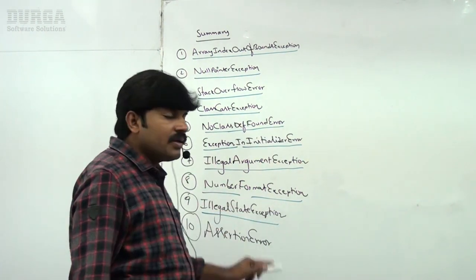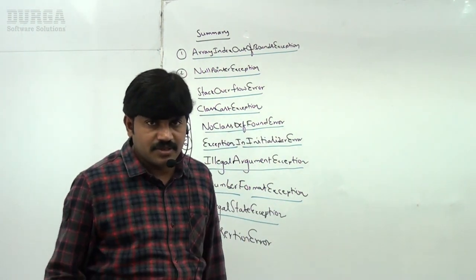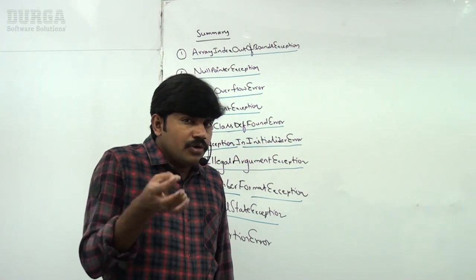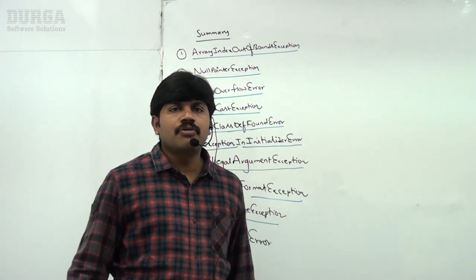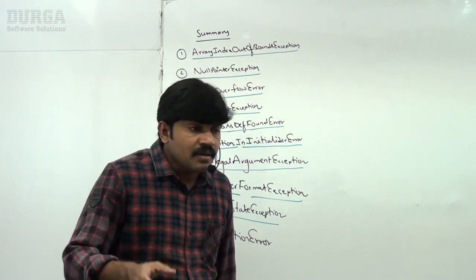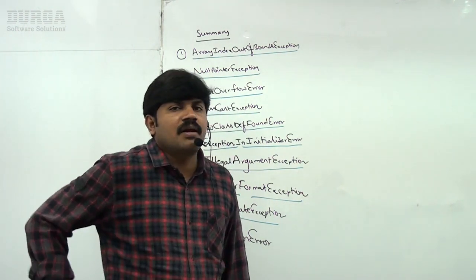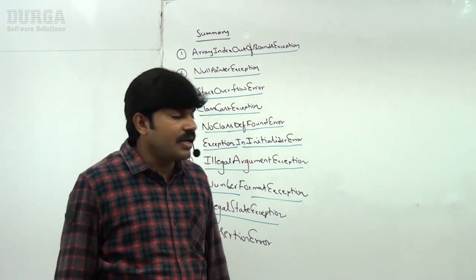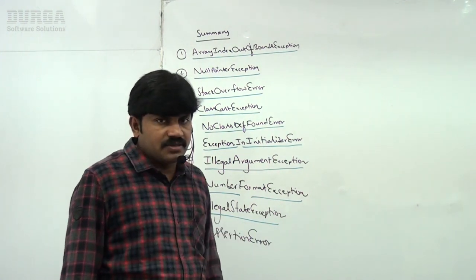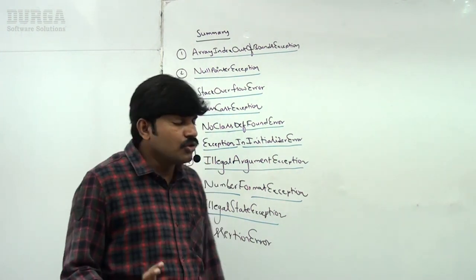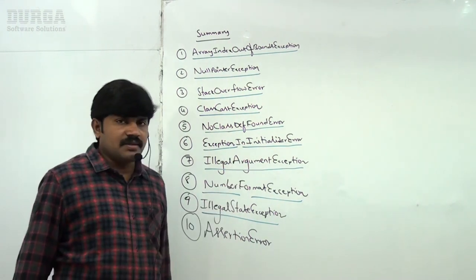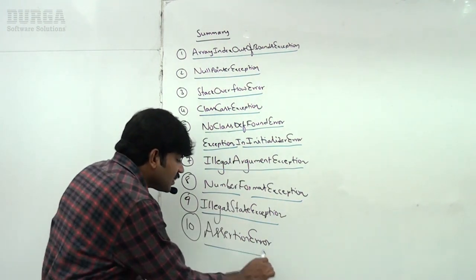Next, illegal state exception. We are calling a method at a wrong time. Then we are going to get illegal state exception. If you have a sleeping person, you can call the wake up method. But on a dead person, how can you call the wake up method? Immediately we are going to get illegal state exception. Sir, we are calling a method at a wrong time, to indicate that, illegal state exception will be there.